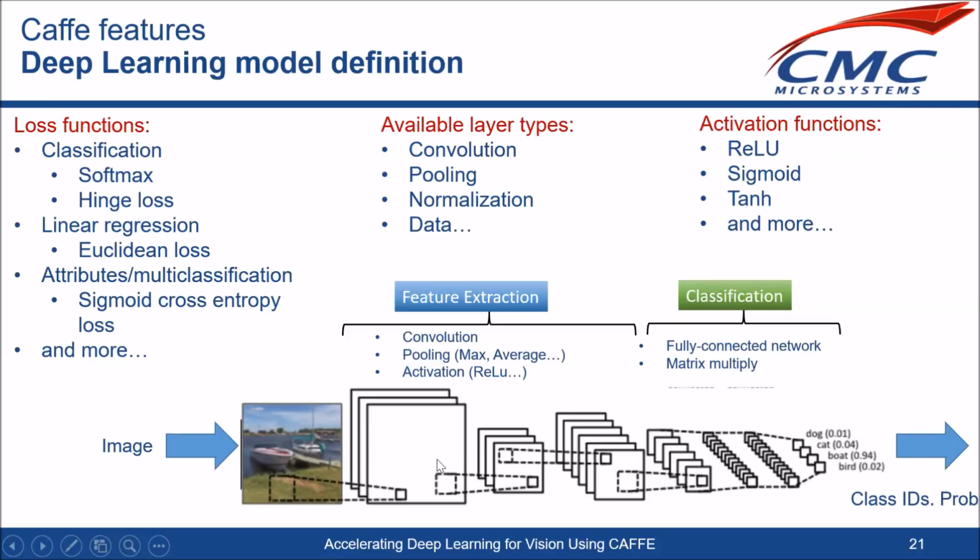It's a deep neural network. It takes an image as an input, and you have two main blocks. The first one is feature extraction, followed by classification. As you see here, the feature extraction uses a series of layers to process the images in 2D. Most networks, AlexNet, GoogleNet, and VGG, use a series of convolution, pooling, and activation layers. As for the classification layer, it uses a fully connected network and matrix multiply.